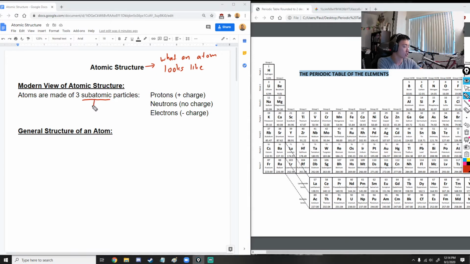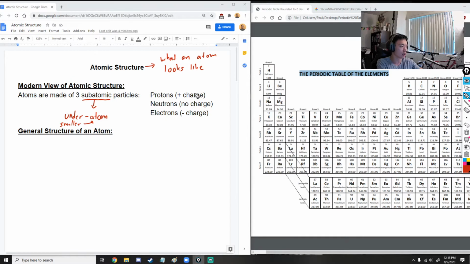Now that word subatomic sounds kind of fancy, but let's just break it down. The word sub, what does that mean? That word sub means under, right? Like submarine is a ship that goes underwater. So if it's subatomic, we have these particles that are under the atom. Basically, it's smaller than an atom. Okay, so subatomic particles are the things that make up atoms. So atoms are made out of 3 particles.